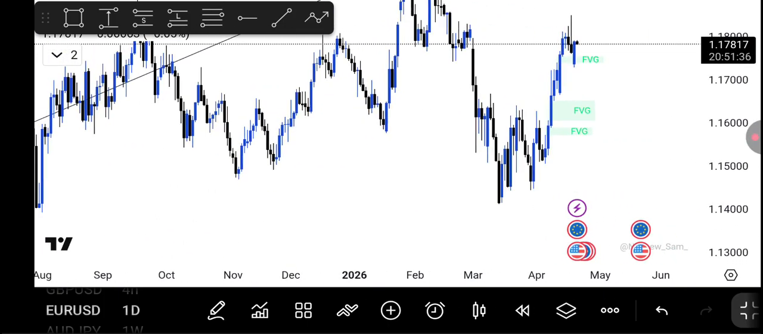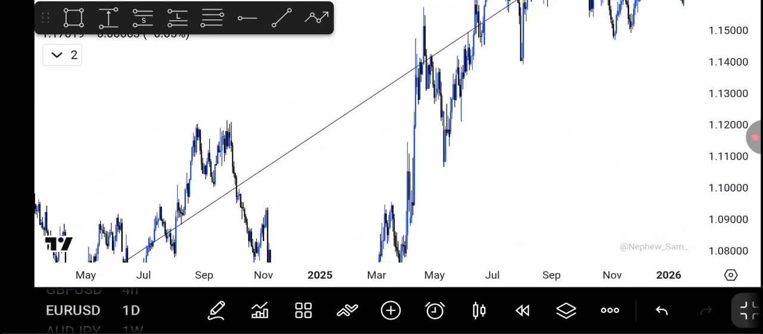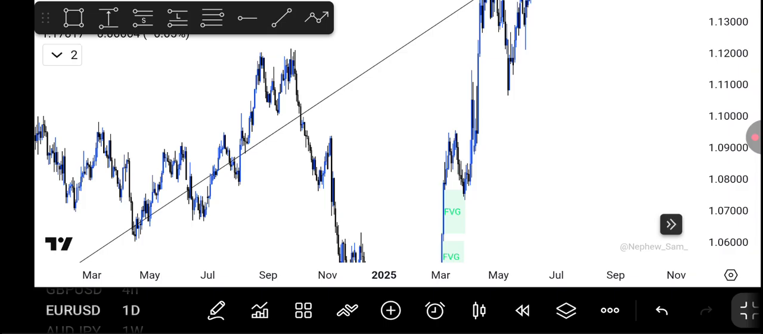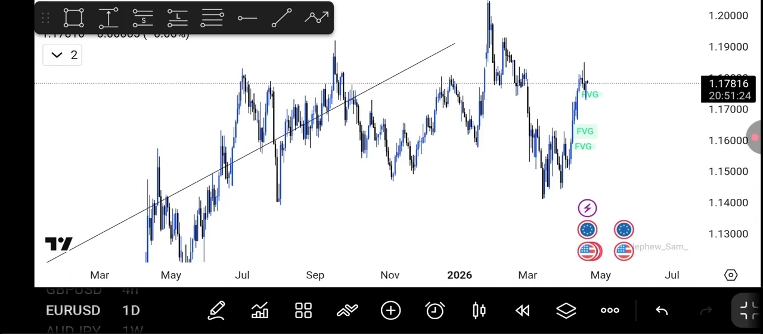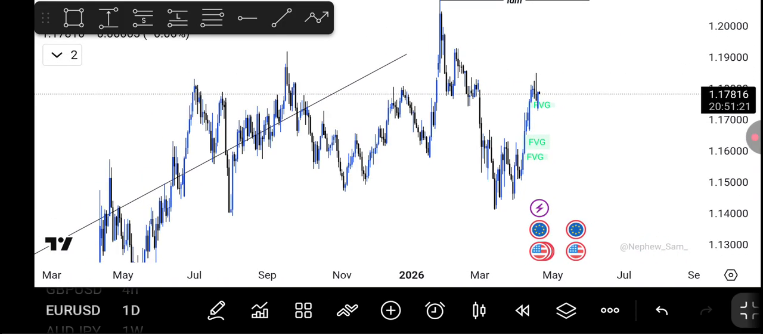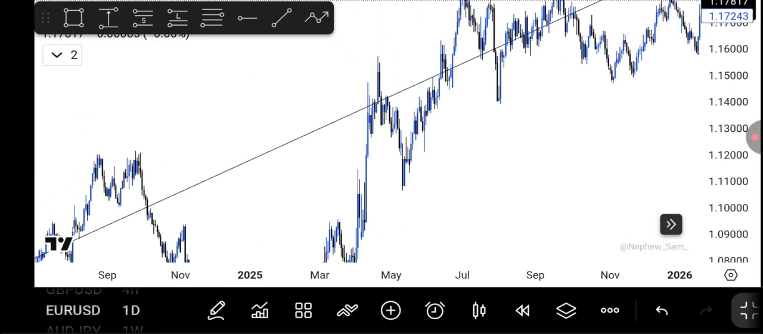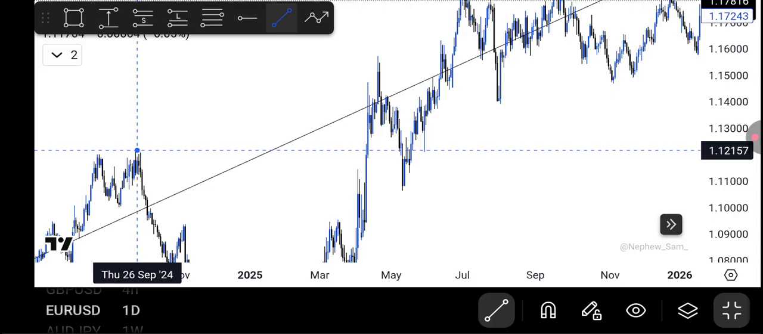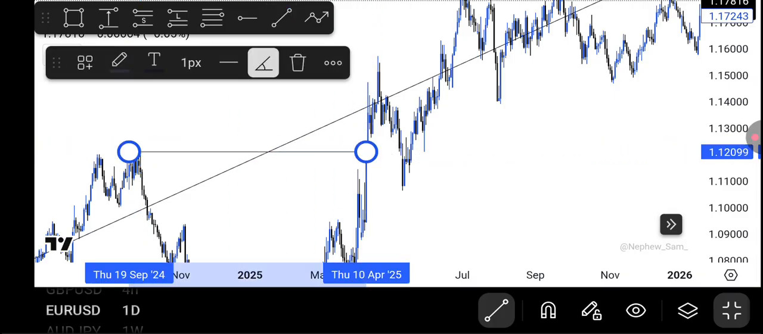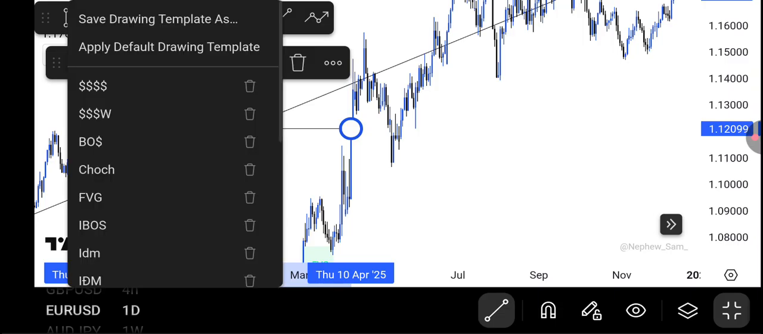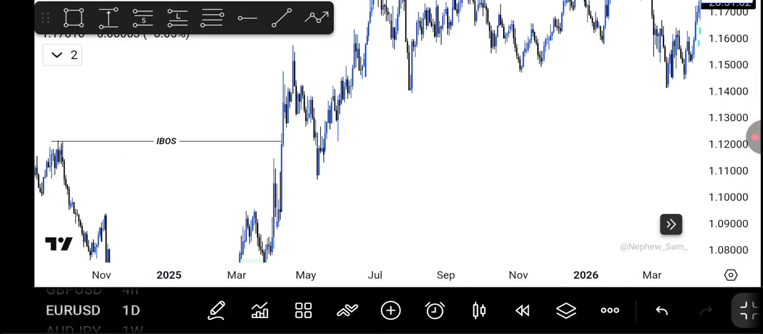So now let's analyze our daily time frame internal structure, which says bullish. Yeah. So this is our daily time frame internal structure. Let me start from here. Here we have a break of structure. We have a break of structure at that area. Internal break of structure.